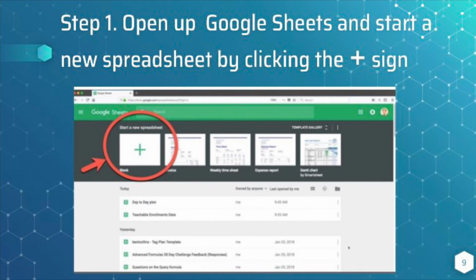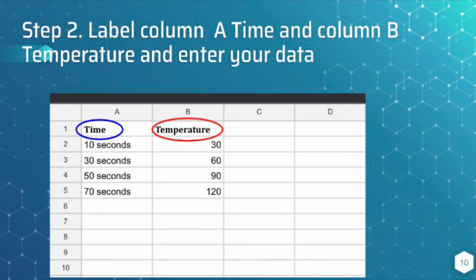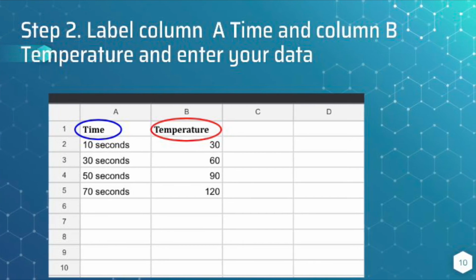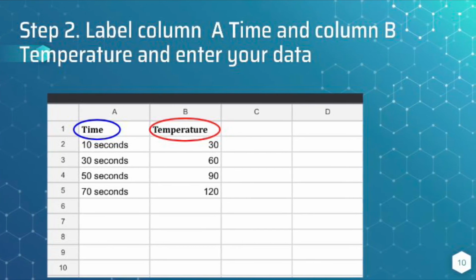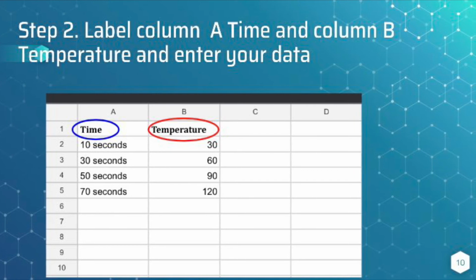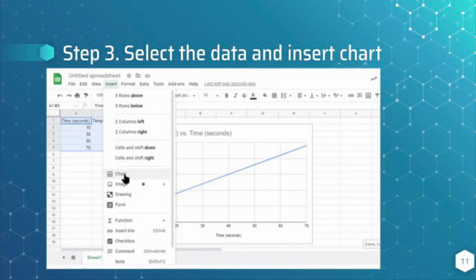Now let's create our graph. Open up Google Sheets and start a new spreadsheet by clicking the plus sign. Step 2. Label column A time and column B temperature and go ahead and enter your data. Step 3. Select your data and insert chart.